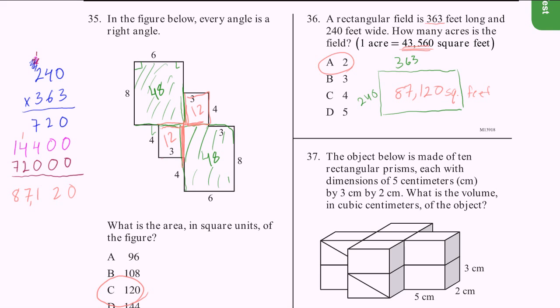And if you wanted to verify it, let's verify it. Let me do it in a color that you can actually see. So 43,560. You wouldn't actually have to do this on the test, but I want to show you that our approximation works. 2 times 0 is 0. 2 times 6 is 12. 2 times 5 is 10, plus the 1 is 11. 2 times 3 is 6, plus 1 is 7. 2 times 4 is 8. And we've got the exact number, which was the square footage of the field. So it's 2 acres.